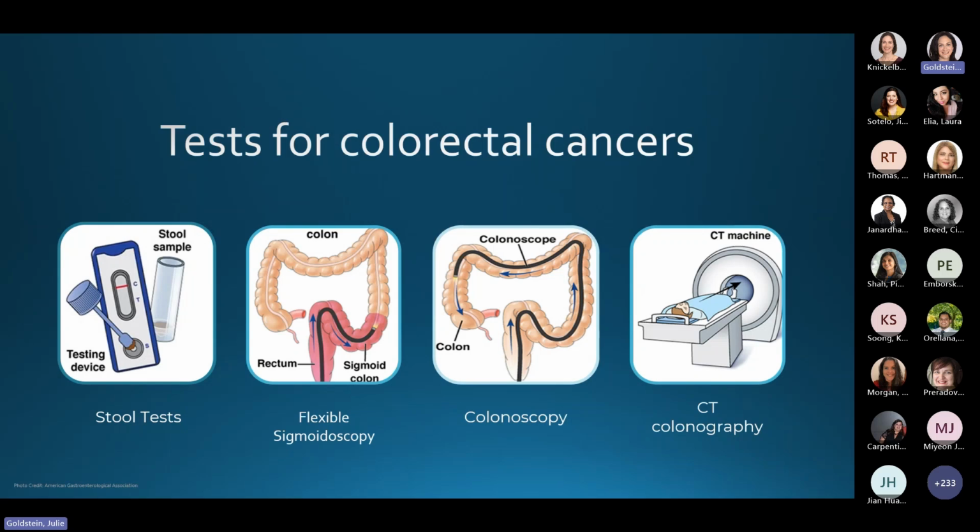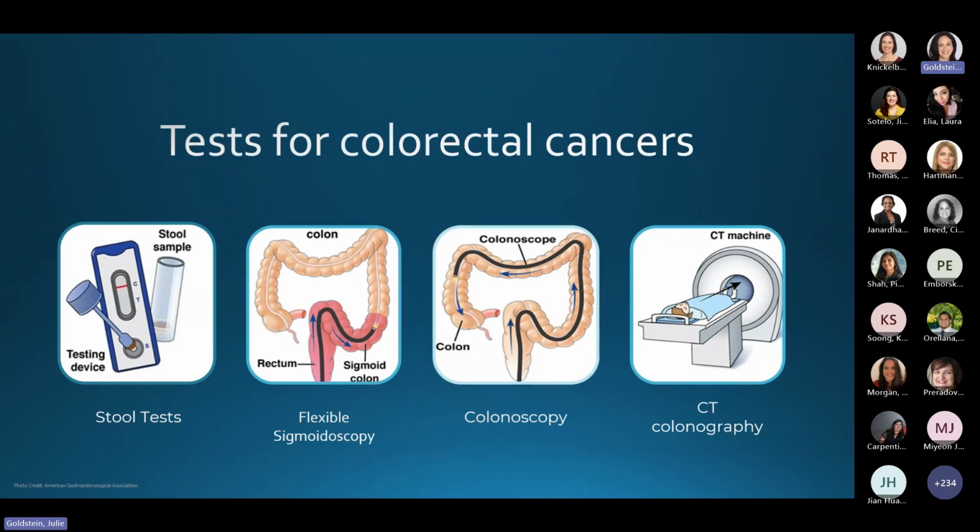The second picture is a flexible sigmoidoscopy, or some people call it flex sig. Very similar to a colonoscopy, except you're only looking at the left-sided part of the colon, the sigmoid colon. So it's, again, similar to the colonoscopy where we're using a scope with a camera, we're looking within the colon. We are able to see any polyps or cancers, but we're not going the whole way through the colon.